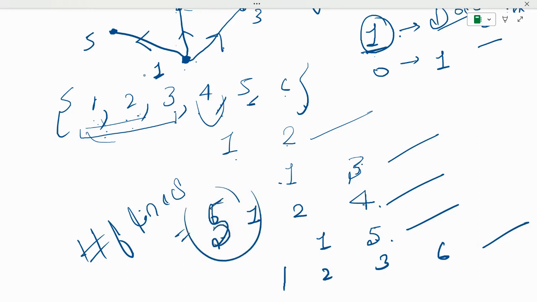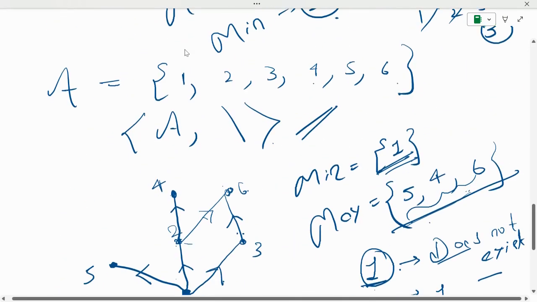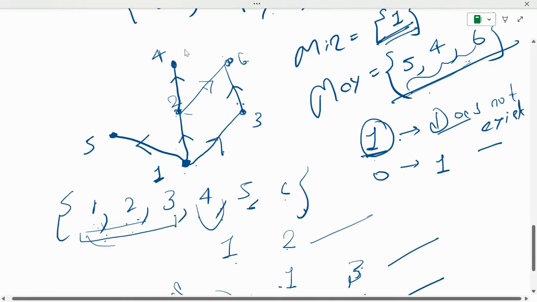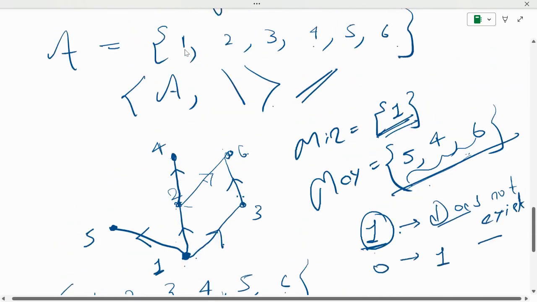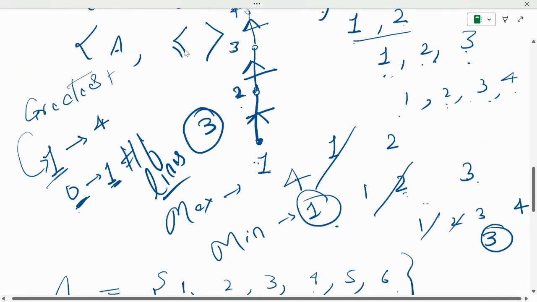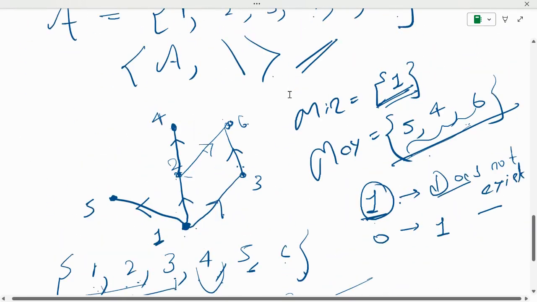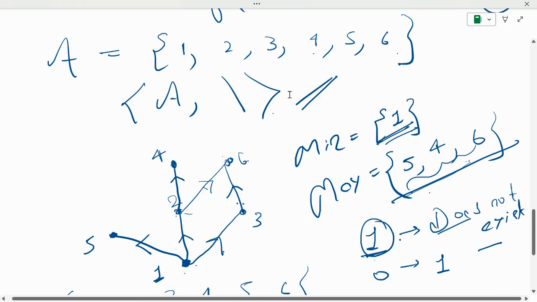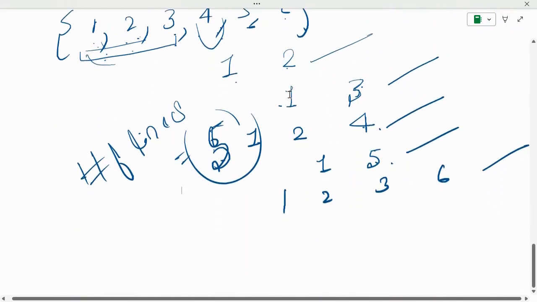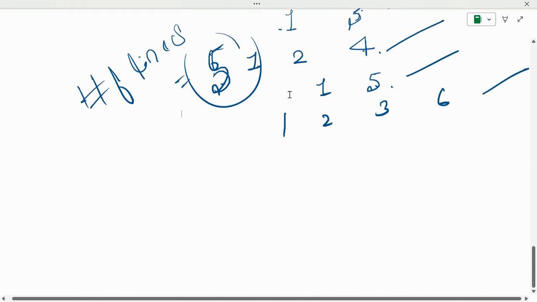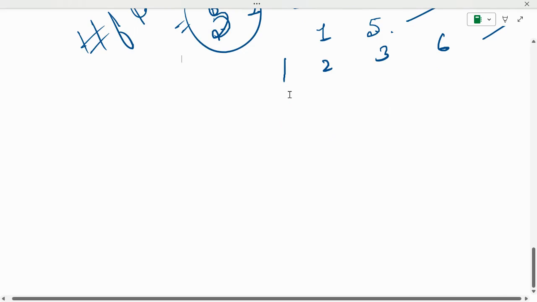Clear? So this way we construct the Hasse diagram for a given poset, and we identify the min, max, the greatest, least, and the number of lines. This was an easy diagram, but this way you get an idea, I mean, this gives us a more detailed idea. Now let's see another example, and this will give a more elaborate idea of the Hasse diagram. So let's see that.